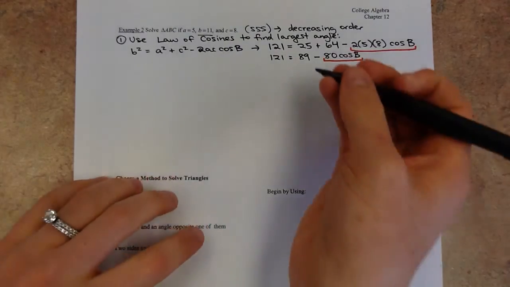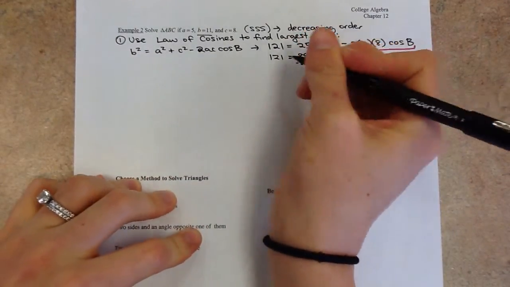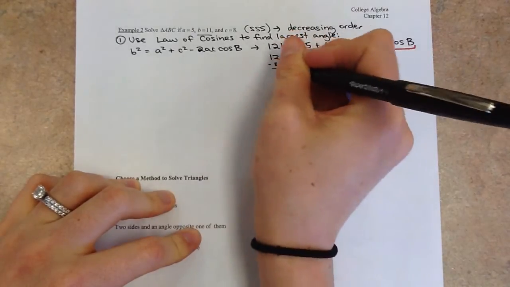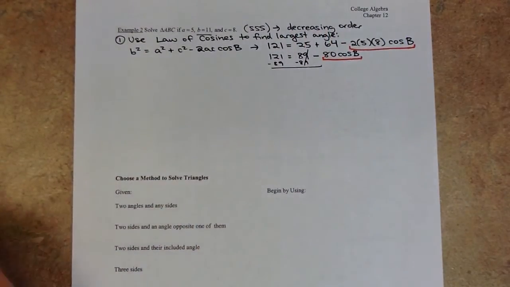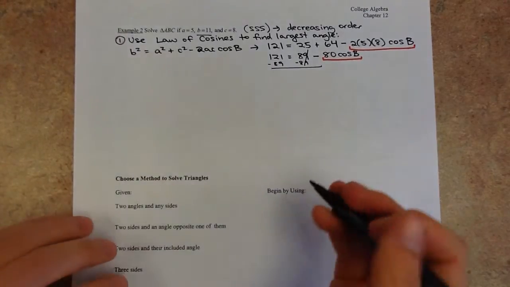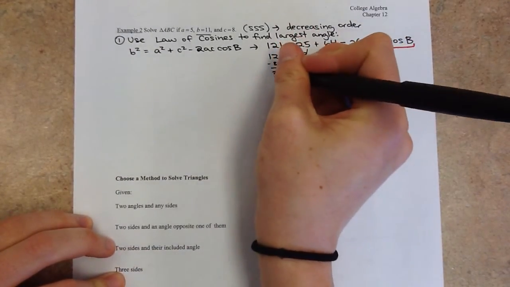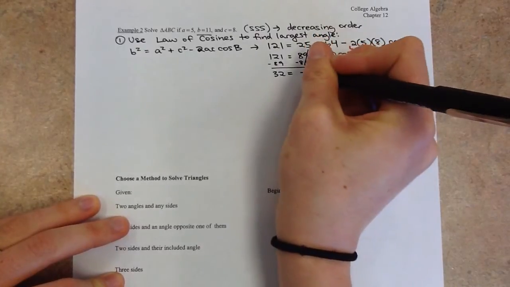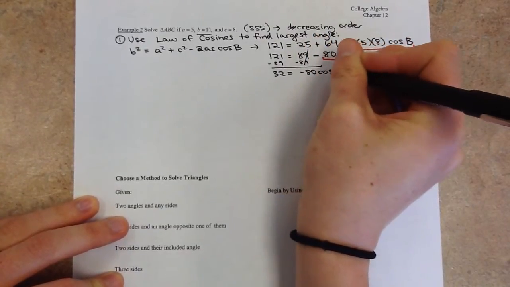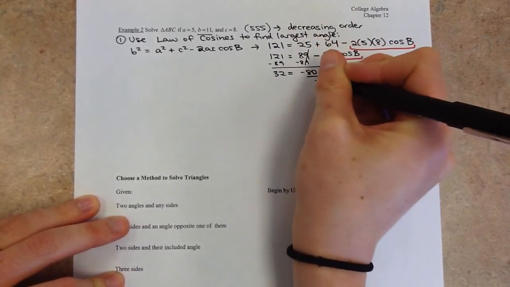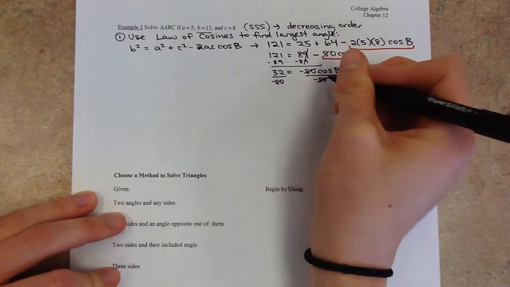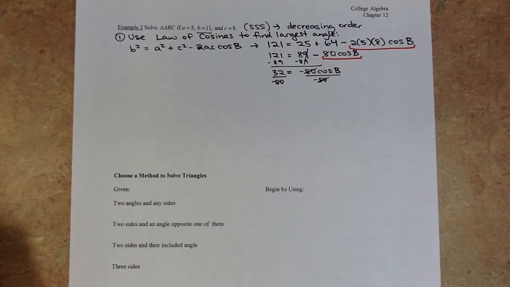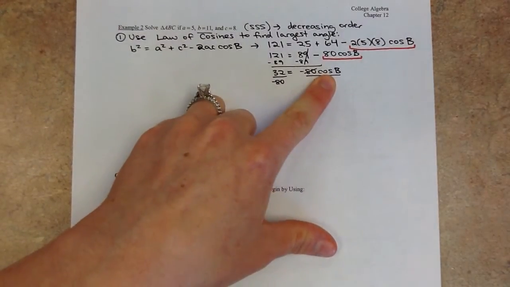What I do in this next step, though, is I subtract the 89 from both sides. All right, so that's going to cancel. So 121 minus 89, you could definitely plug these values in if you wanted to. So I get 32 equals negative 80 times the cosine of B, and then I'm going to divide both sides by negative 80. So make sure you're doing all of this appropriately. All right, so whatever 32 divided by negative 80 is, I plug that into an inverse cosine function.